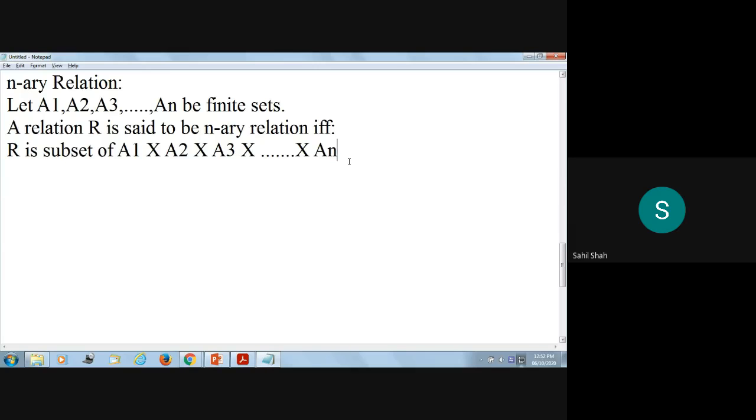Are you ready? Okay. So what would be a void relation now? Can you define void relation or empty relation? Can you define what is this empty relation?